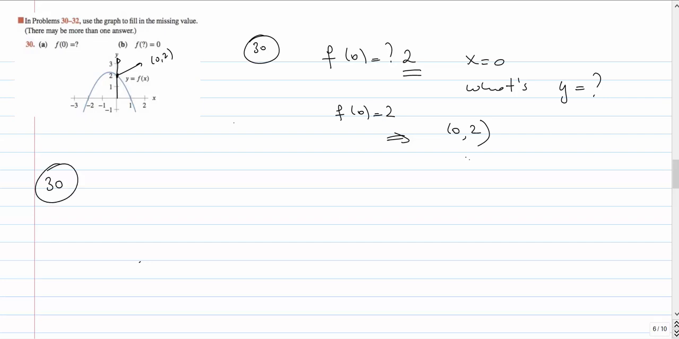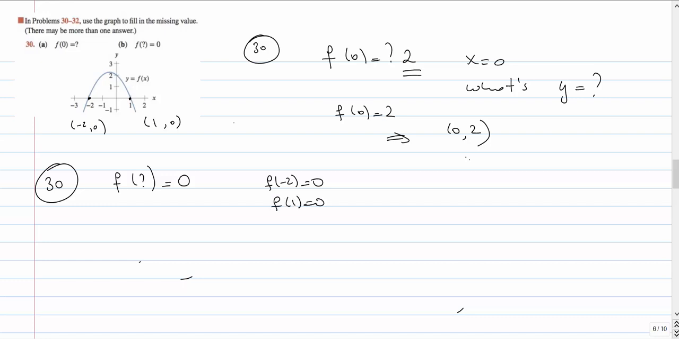Problem 30. They're asking what is the input if the output is 0, right? So if you look at these two points, those are where the y's are 0. The outputs are 0. So my inputs are: when x is negative 2, y is 0 right here. And here, when x is 1, y is 0.